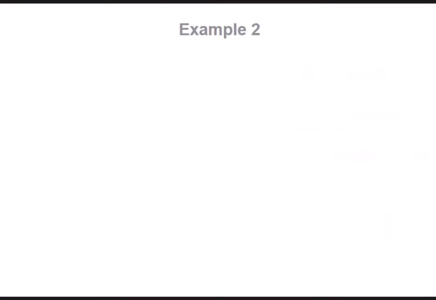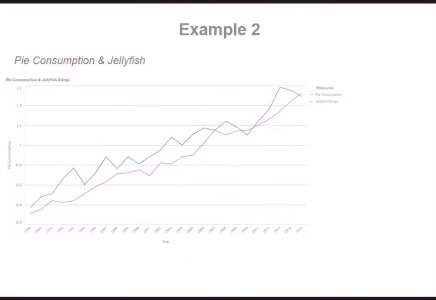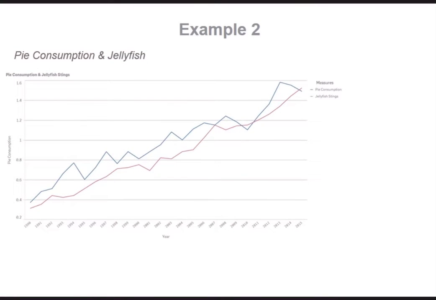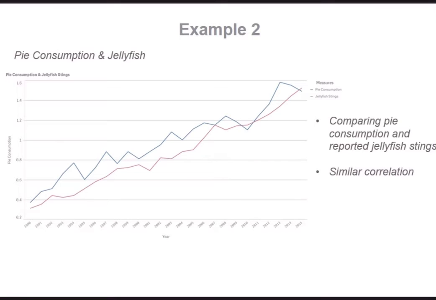The second example visualization we want to analyze is one that shows pie consumption and jellyfish stings in the United States. Here we are analyzing the amount of pie consumed per person in America against the amount of reported jellyfish stings over the same time period. Looking at this visualization, we are seeing a similar correlation as the previous chart. As one of the metrics increases or decreases, it seems the other metric is following suit.